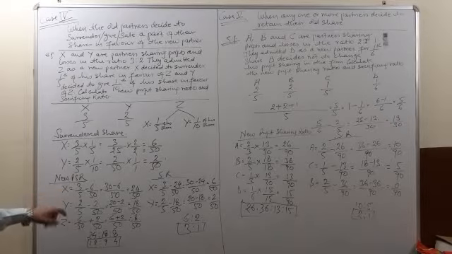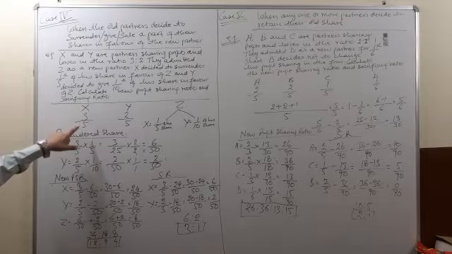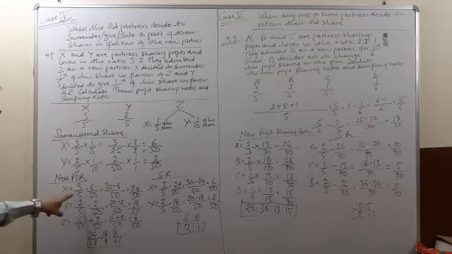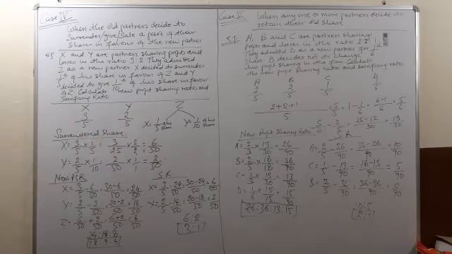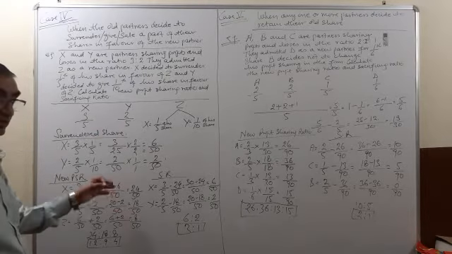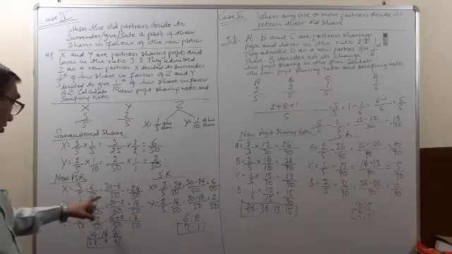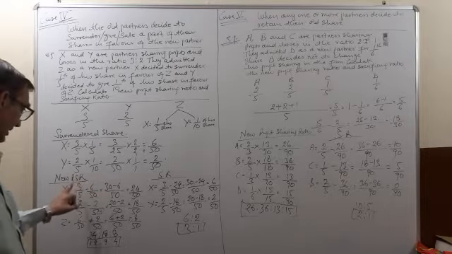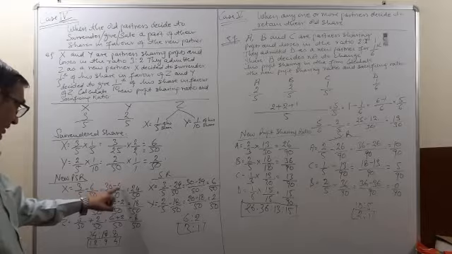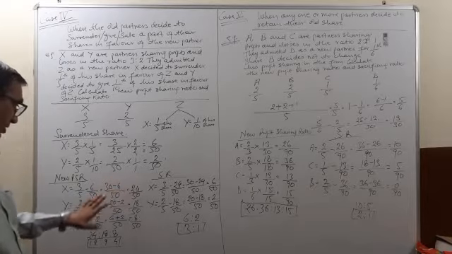In case of X, his old ratio was 3/5. Out of this 3/5, he has given 6/50 to Z. What is the remaining ratio? That will be his new ratio. So 50 will be the LCM. 5 10s are 10, 3 10s are 30, minus 6 is equal to 24/50.